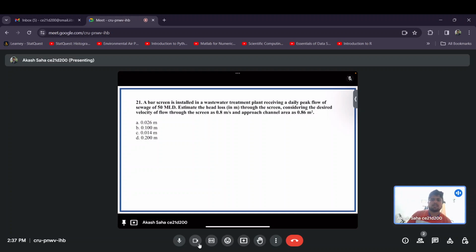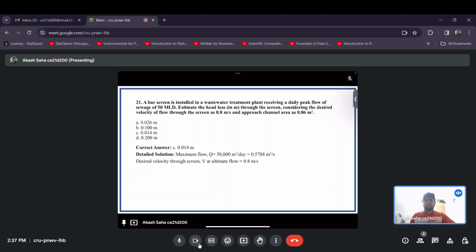Okay, I think you might have found the answer. The correct answer is 0.014. We'll see how it comes. Basically, you have to find out all the parameters of that equation. The maximum flow is given as 50 MLD, or we can say 50,000 meter cube per day, and we change the unit to meter cube per second because that will be uniform throughout the equation. So we have found Q in terms of meter cube per second.